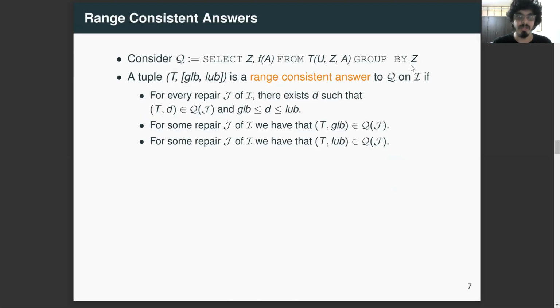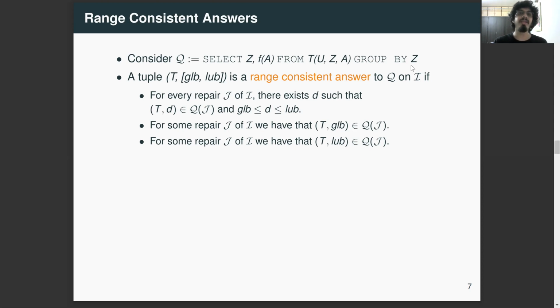So let me quickly tell you what these are. Now consider an aggregation query Q as shown here. Z is the set of attributes we call grouping attributes. A is a single attribute on which an aggregation function F is applied, and T is a relation that could be expressed by an SPJ query, let's say.